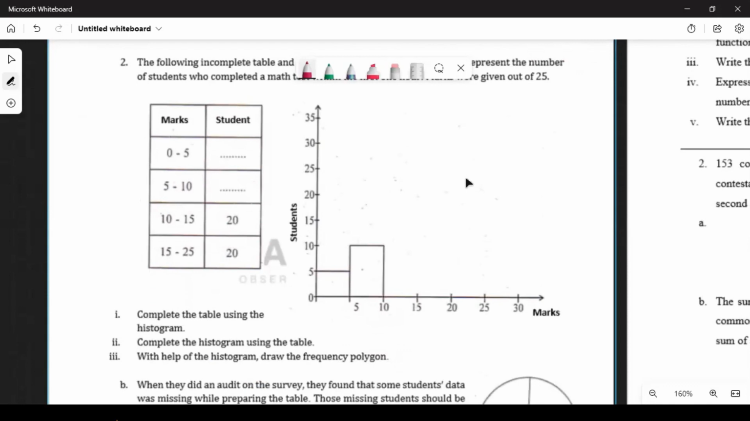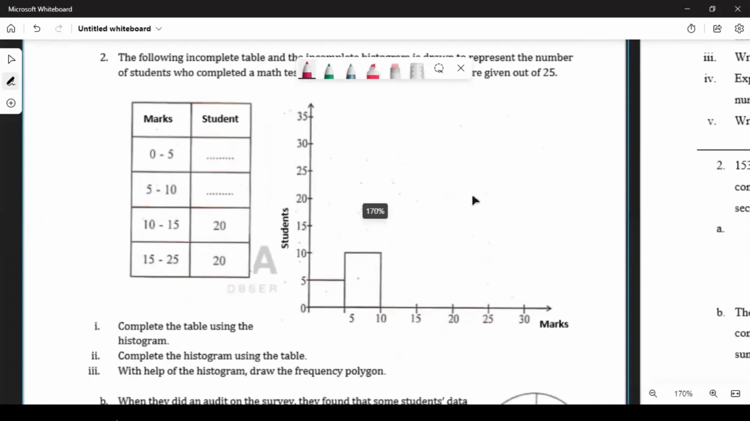If it is purely from data representation, they might give you pie charts. If they are combining with frequency distributions, then they can combine pie charts with histograms or pie charts with cumulative frequency curves. Okay. All right. This is not hard. This is not hard.